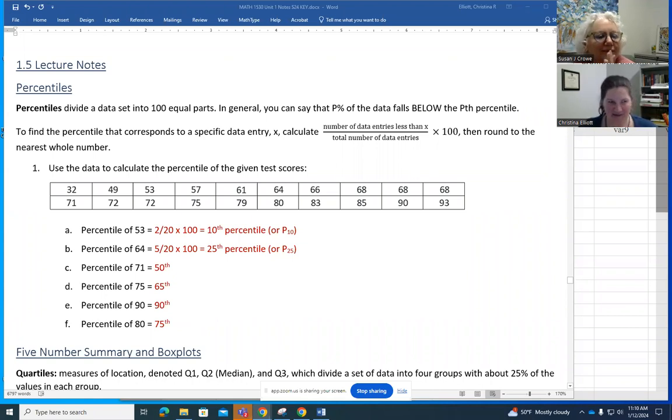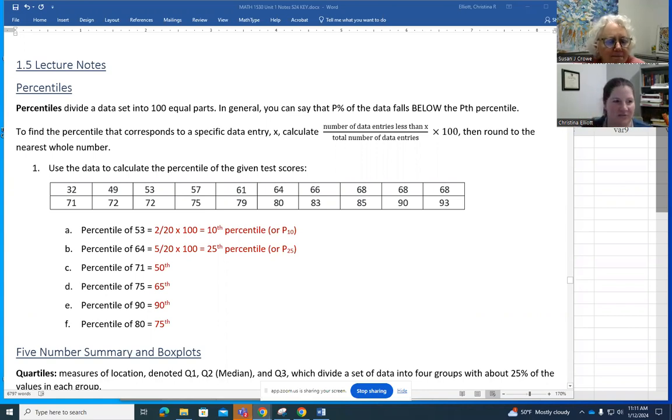We are going to talk about section 1.5, measures of relative standing. And I think of measures of relative standing as, what can I say about a data value in relation to the rest of the data set?